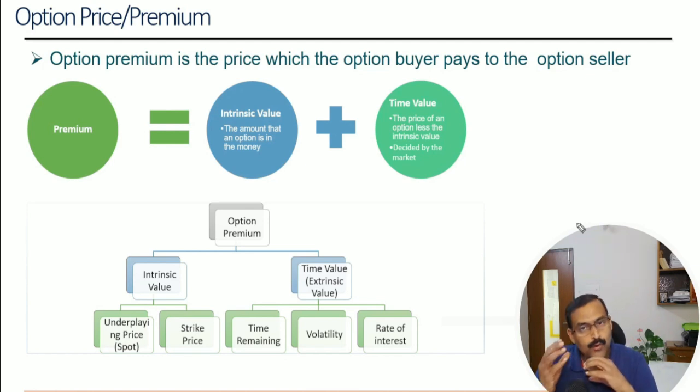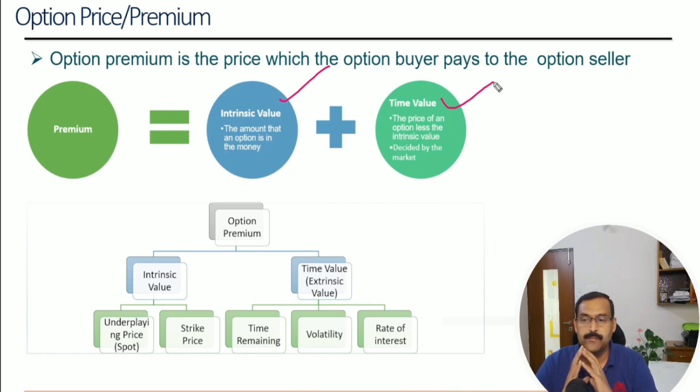Let us now look at the components of the option premium or the option price. We know now that the option premium is being paid by the option buyer to the seller. The major two components of the option premium are intrinsic value and the extrinsic value, which is also called the time value. Intrinsic value is nothing but the amount by which the option is in the money. And the time value is nothing but the premium minus the intrinsic value.